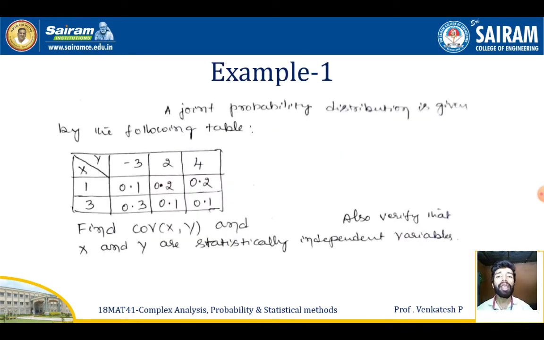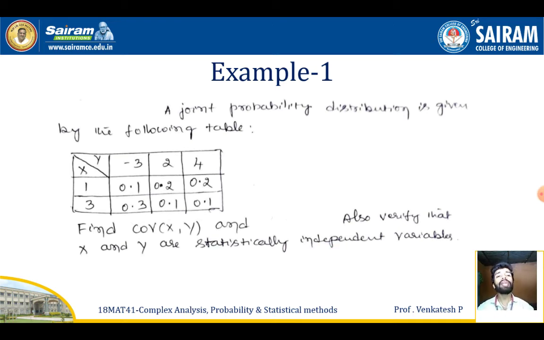Example number 1. A joint probability distribution is given by the following table. The values of the random variable x are 1, 3 and the corresponding y values are -3, 2, 4. The value of P11 is 0.1, P12 is 0.2, P13 is 0.2, P21 is 0.3, P22 is 0.1, P23 is 0.1. We have to estimate the value of covariance of x comma y and also verify that x and y are statistically independent variables.